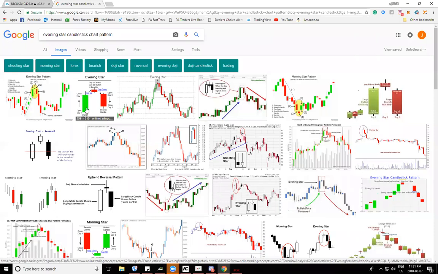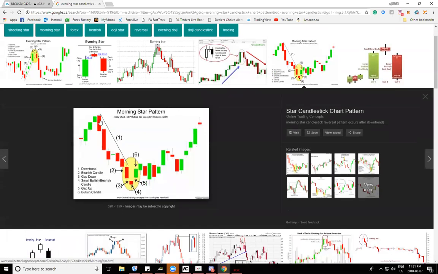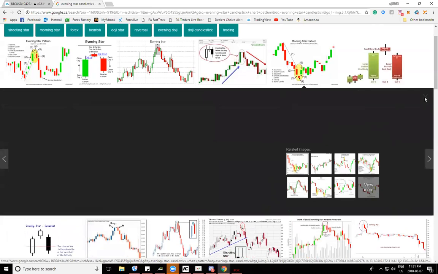Normally the type of candle that I look for as a bearish engulfing is not going to have much wicks. It's usually going to be a big candle with not a lot of wicks. Like here, for example, this thing here, this for me is a bearish engulfing. So I'm not looking for something that has a lot of wicks.